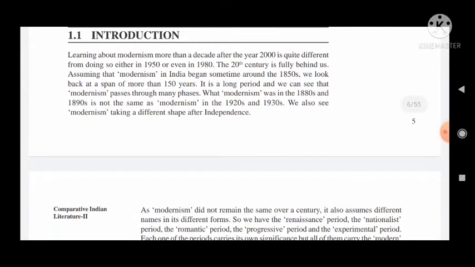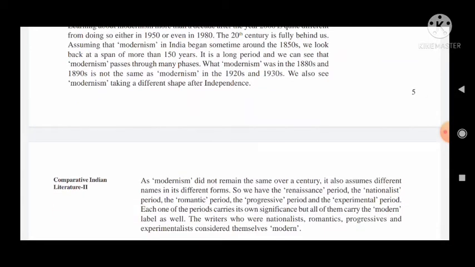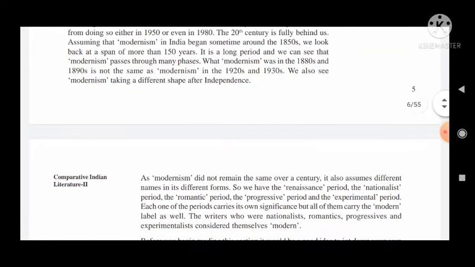Here it is the introduction. Learning about modernism more than a decade after the year 2000 is quite different from doing so either in 1950 or even in 1980. The 20th century is fully behind us. Assuming that modernism in India began sometime around the 1850s, we look back at a span of more than 150 years. It is a long period and we can see that modernism passes through many phases. What modernism was in the 1880s and 1890s is not the same as modernism in the 1920s and 1930s. We also see modernism taking a different shape after independence.